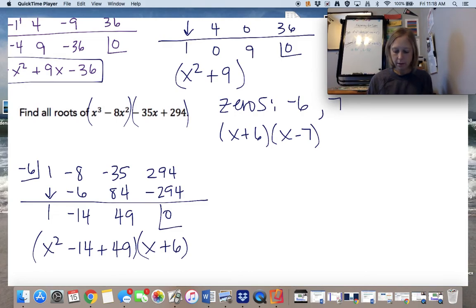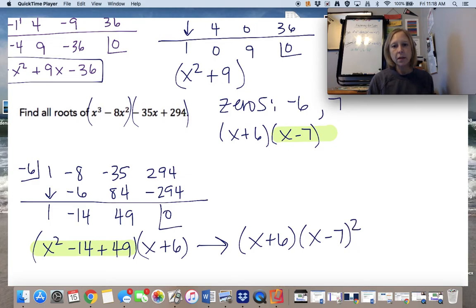Now take a pause. We know x minus 7 is part of this. Take a look at that. What multiplies to 49 and adds to negative 14? Negative 7 and negative 7. This is a perfect square trinomial. So to put this in factored form, I would have my x plus 6 and then my x minus 7 squared. So 7 is a zero of this function, not once, but twice. There are three zeros in this function. This is what a multiplicity is. We call it a multiplicity because we only see it once on the graph, but we know from our factored form that it exists twice.